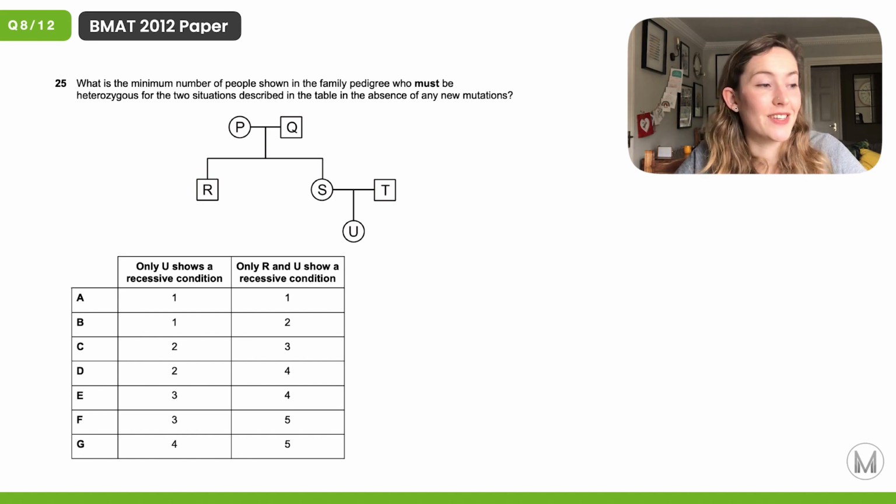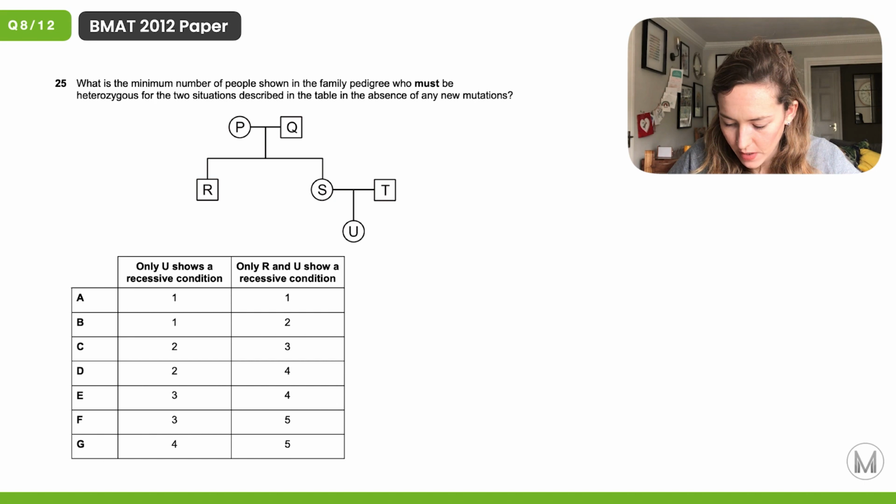So I'm going to be annotating in this question from 2012. What is the minimum number of people shown in the family pedigree who must be heterozygous for the 2 situations described in the table? So only U shows a recessive condition. So let me create a letter. So D, lowercase d, only U shows a recessive condition.